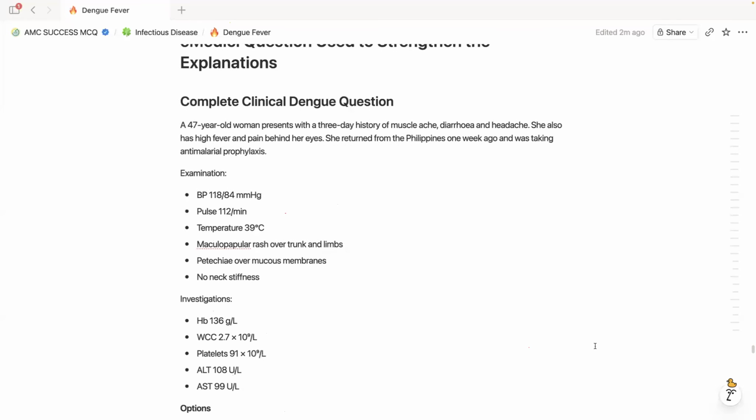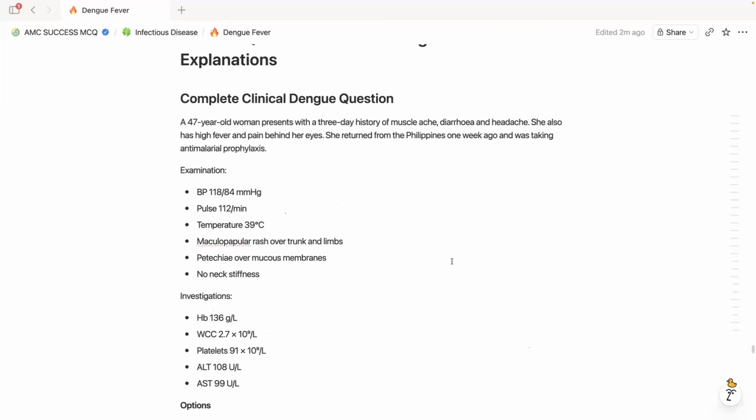Now, this is an AMC question. A 47-year-old woman presents with a 3-day history of muscle ache, diarrhea, headaches. She also had a fever, pain behind her eyes. She returned from the Philippines, and 1 week ago was taking anti-malaria prophylaxis. Blood pressure 118/84, pulse 112, temperature 39, macular rash over the trunk, petechiae on mucous membranes, and no neck stiffness.